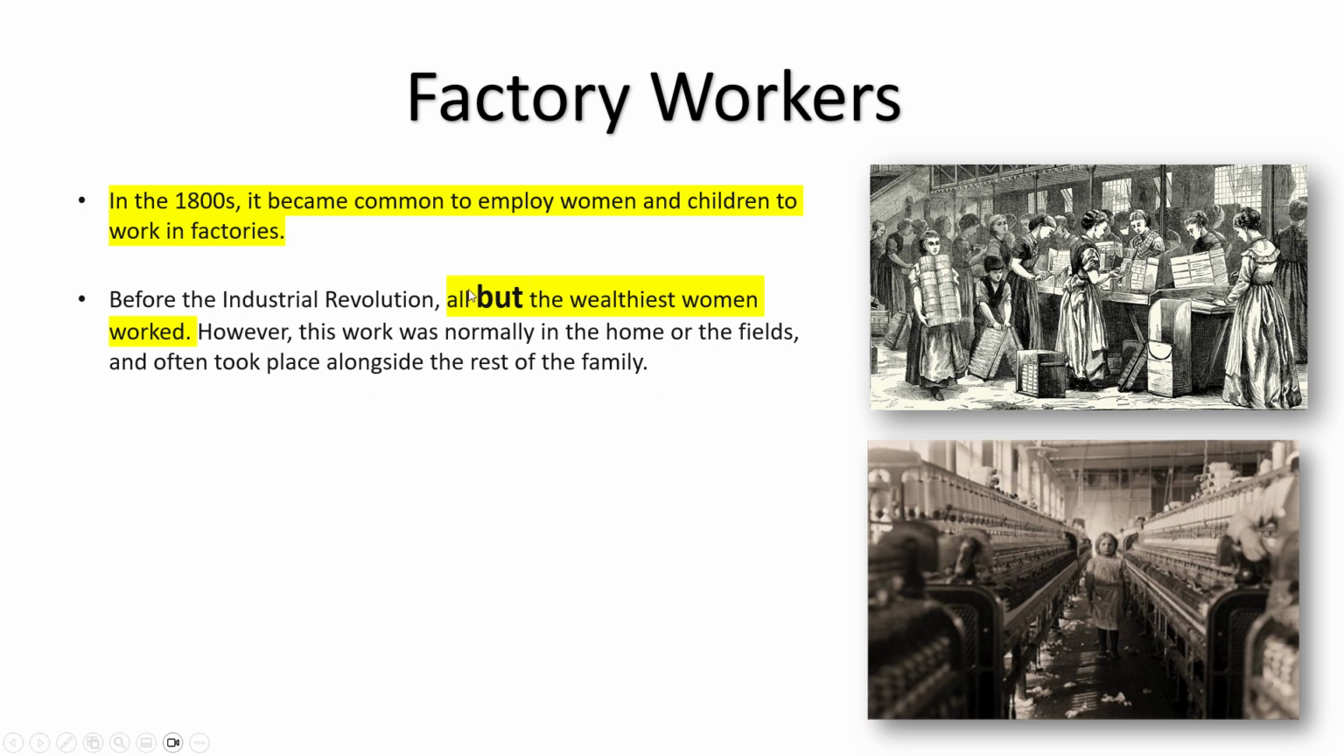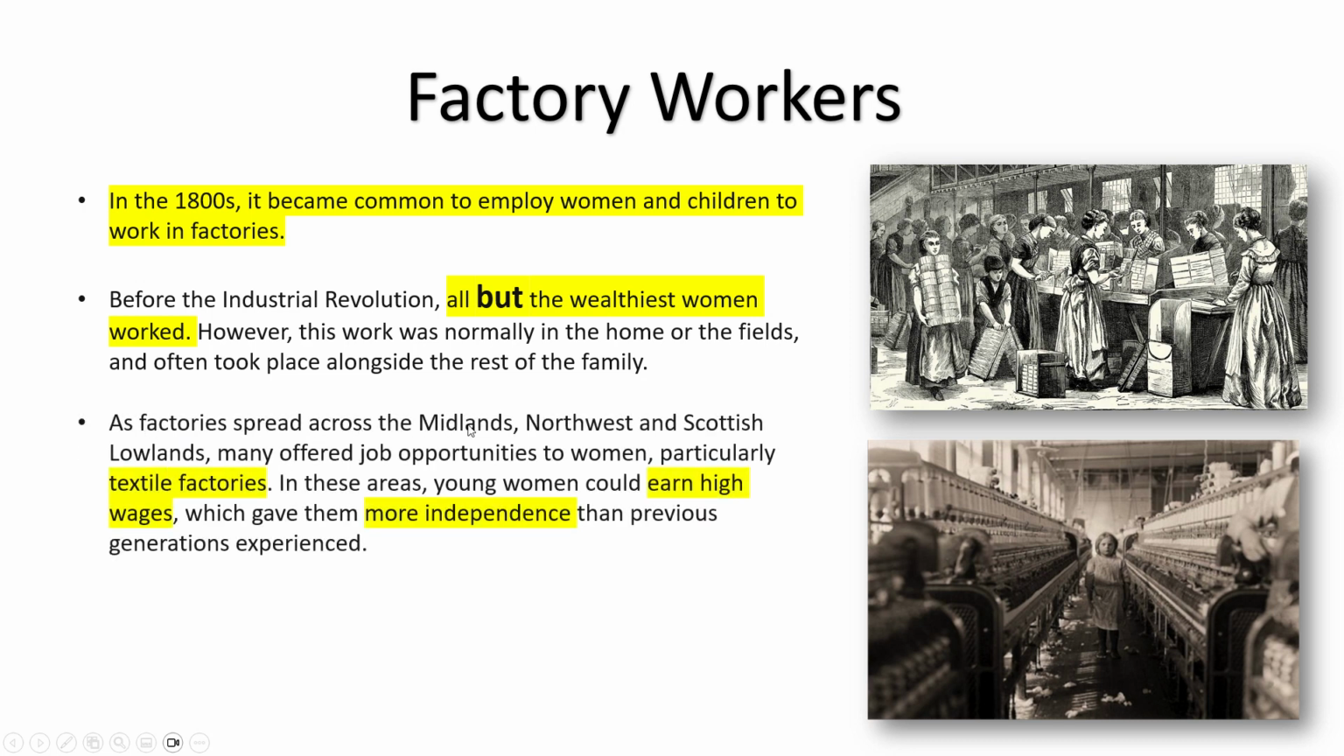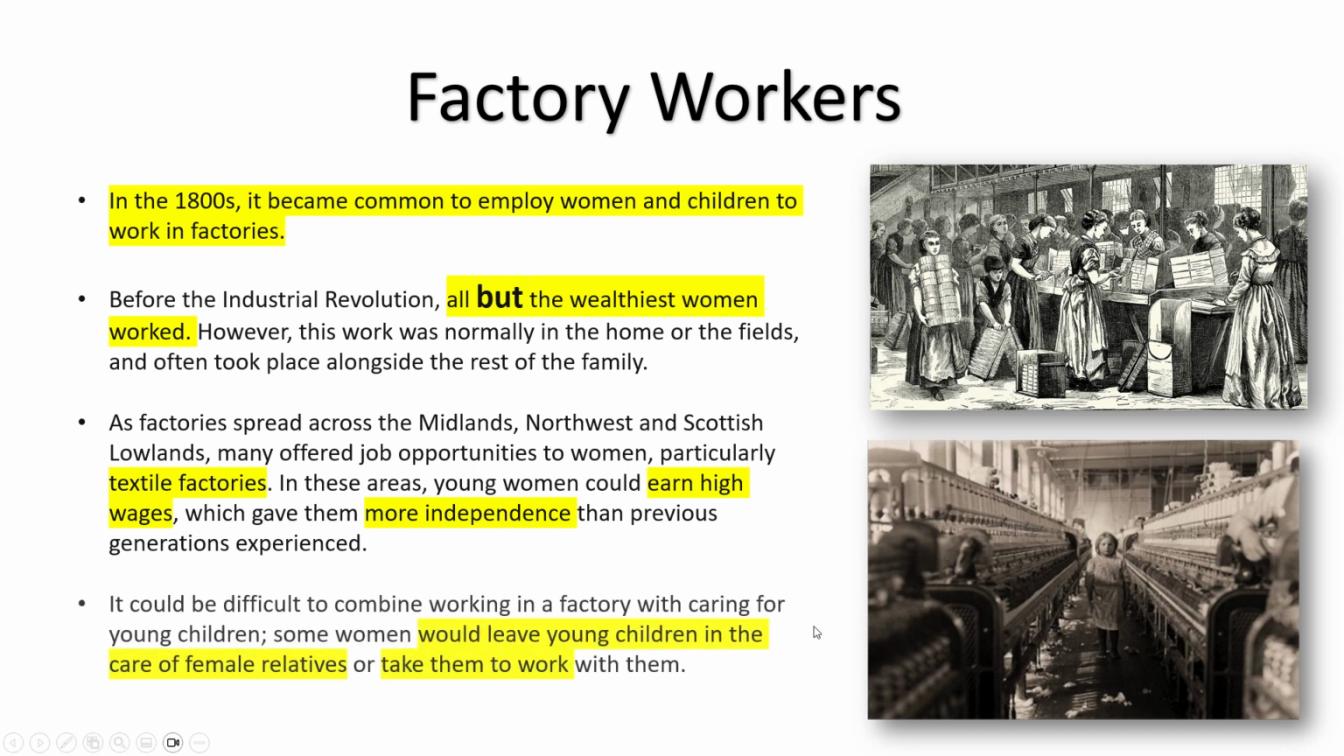Before the Industrial Revolution, all but the wealthiest women worked, and I've made that big so they don't misread and see that wealthiest women worked. They didn't. So this work was normally done at home or in the fields and took place alongside the rest of the family. So as factories spread across the Midlands, North West and Scottish Lowlands, job opportunities are offered to women, particularly in textile factories. So they earn high wages and it gives them independence. So these are the good parts about working in the factories.